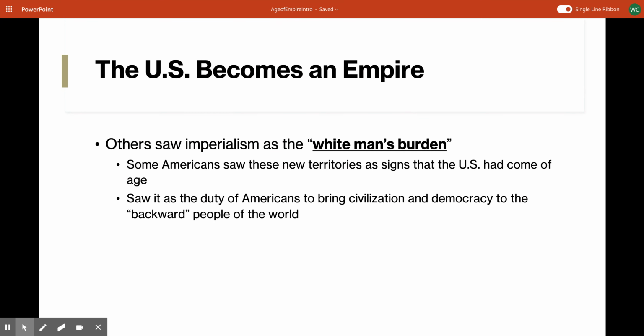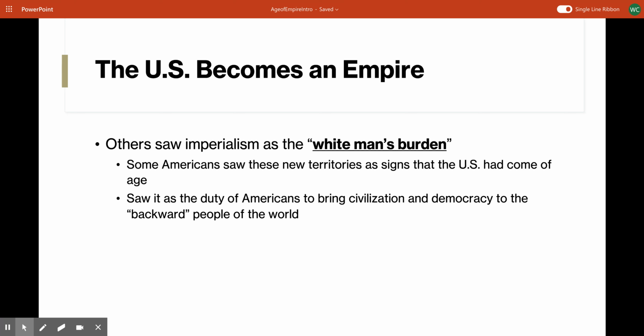So many others saw these new territories that the United States was claiming and obtaining as signs that the United States had come of age. And many Americans saw it as their duty to spread the light of civilization and democracy to the backward people of the world. Many Americans were convinced of the superiority of people of Anglo-Saxon descent, right? They thought that people who were Anglo-Saxon were superior to all other peoples. And they were so convinced of this that these Americans saw it as the white man's burden to basically govern and somehow uplift the people of Latin America and the Pacific, whether they really wanted it or not. And this phrase, white man's burden, is taken from a poem by the author and imperialist booster Rudyard Kipling.